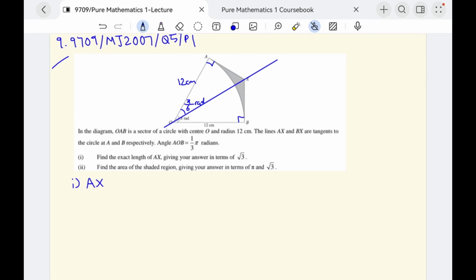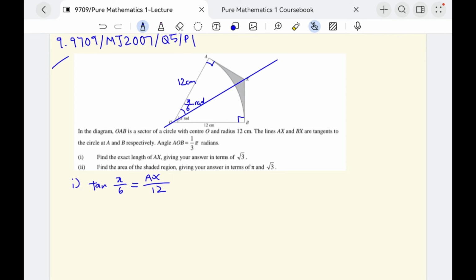If you still remember the relationship of the trigonometric ratios, this is your adjacent, this is your angle. So you need to use the relationship of tangent, because you want to find the opposite, but you are only given an adjacent and the angle. So you must have tangent. Okay, so tangent pi over 6 equals AX over 12.